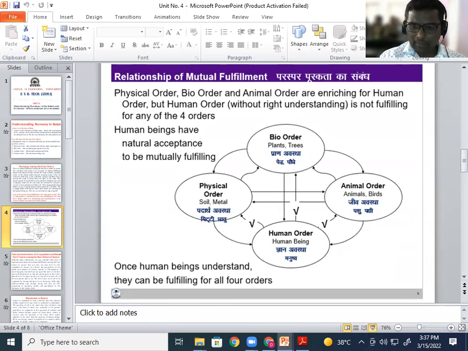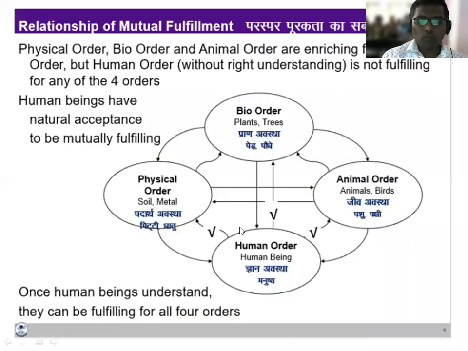Once again, if you see what things come under these 4 different orders, the physical order, definitely we say that water, soil, metal, air. Right. Now, among these 4 orders, which is the biggest order? With respect to size, with respect to quantity. So definitely it's the physical order.